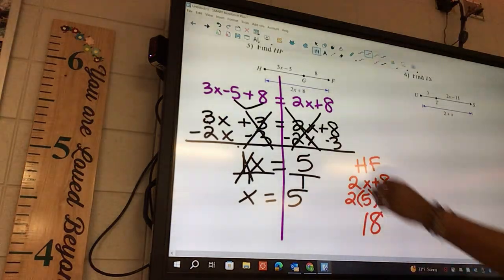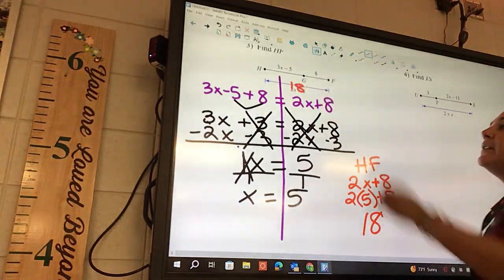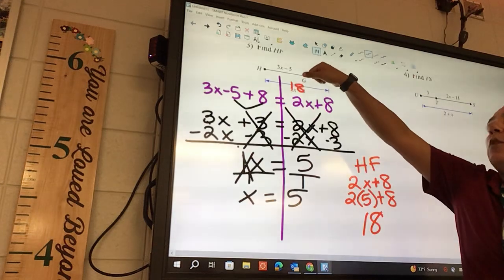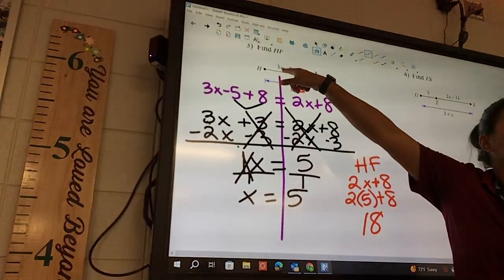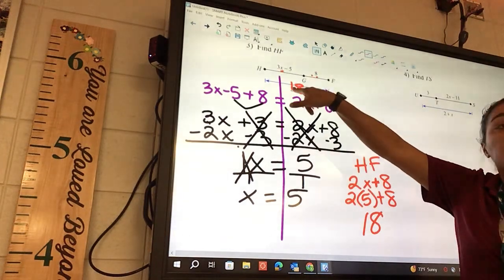And we kind of did this yesterday. So if you know your whole one is 18, and one of your small ones is 8, what is the other small one? 10. It's got to be 10, right? Because 10 plus 8 is going to give you that 18. Okay?